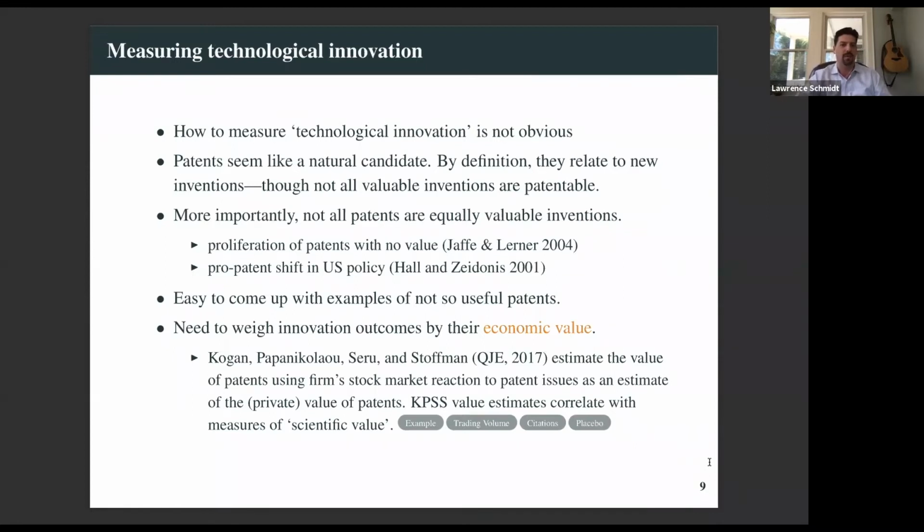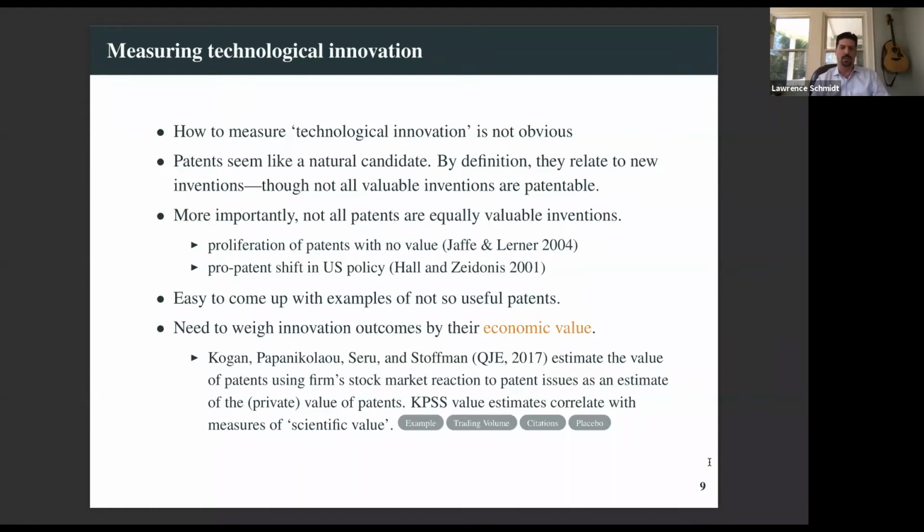I know many people on the line right now have thought very hard about this. Our measures are going to be constructed using patent data because they do relate to new inventions, though obviously this is imperfect, and especially for certain industries, right? There are many things that are not patentable. What's also the case is that not all patents are equally valuable. We can come up with lots of silly ones.